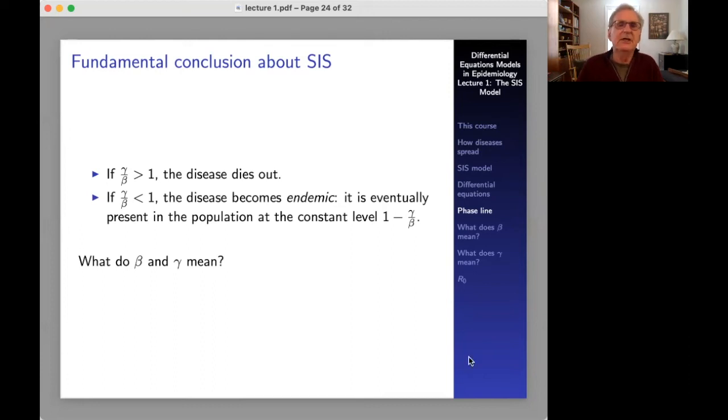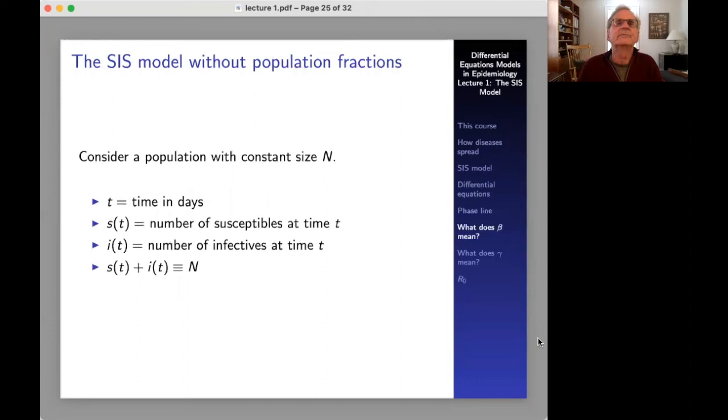But to really understand what these conclusions mean, we just use beta and gamma to be constants of proportionality. To really understand this, we need to understand what beta and gamma actually mean. It turns out that they both have meanings that we can understand, and that will help us to understand the meaning of these fractions here. Okay, let's start with what beta means.